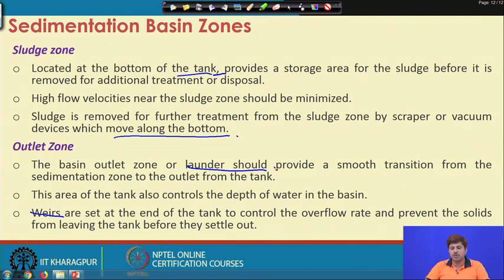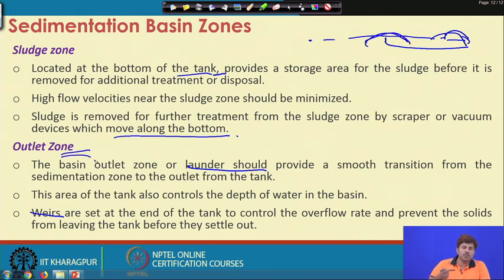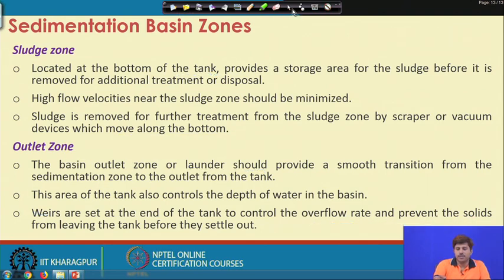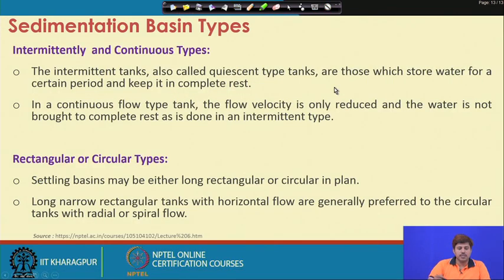How much is the depth of the water? If you have provided a weir, your depth of the water will be up to that weir, because overflow goes into that weir, or into the launder if you have provided one. So, it is eventually this zone which will govern the depth of the water in the tank, and it will control the overflow rate and prevent the solids which have settled out from leaving the tank. So, these are the four different zones in a sedimentation tank.